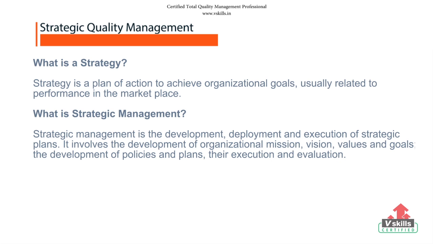What is strategy? Strategy is a plan of action to achieve organizational goals, usually related to performance in the marketplace. What is strategic management? Strategic management is the development, deployment, and execution of strategic plans. It involves the development of organizational mission, vision, values, and goals, the development of policy and plans, the execution and evaluation. In order to be effectively implemented, quality management needs to be treated as a strategic priority alongside marketing, finance, and operations. This implies an effort to manage quality at a strategic level.